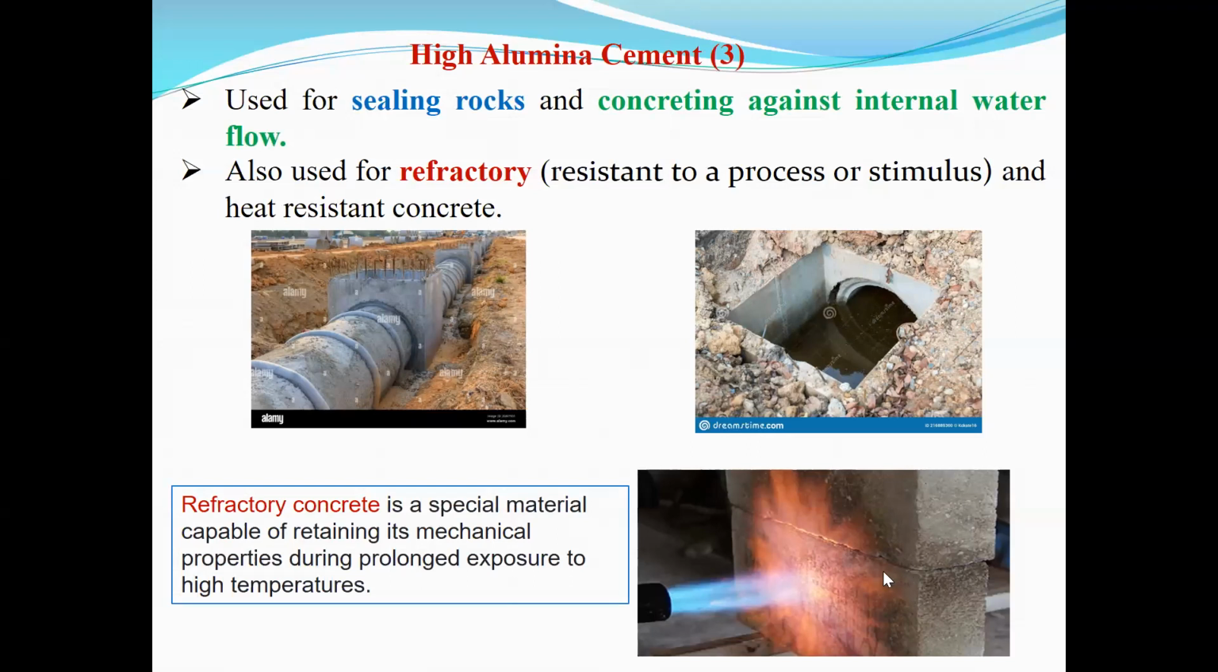It is also used for the refractory, that means resistance to a process or a stimulus or heat resistance concrete. So there will be some concrete in the industry, because the industry setup is such that a huge amount of heat will be produced and concrete will be subjected to that amount of heat. So some refractory concrete is used, which is capable of retaining its mechanical properties during prolonged exposure to high temperature. At that time, you will use high alumina cement.